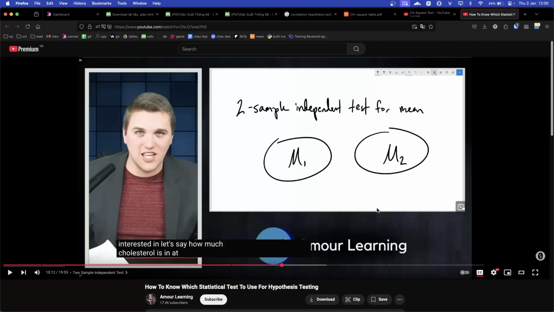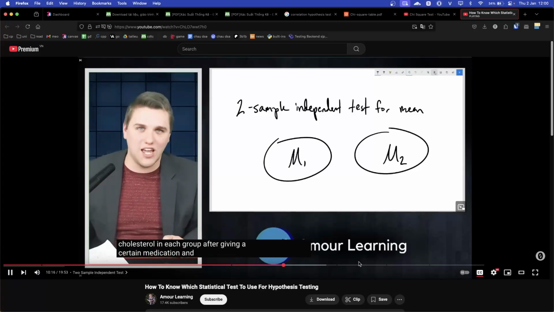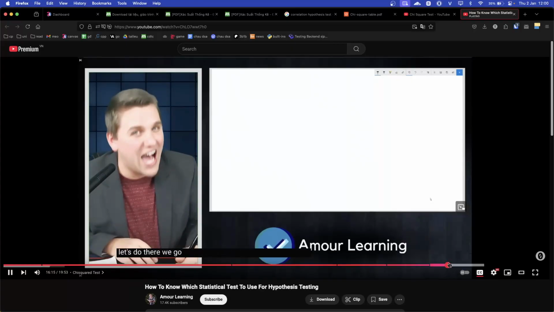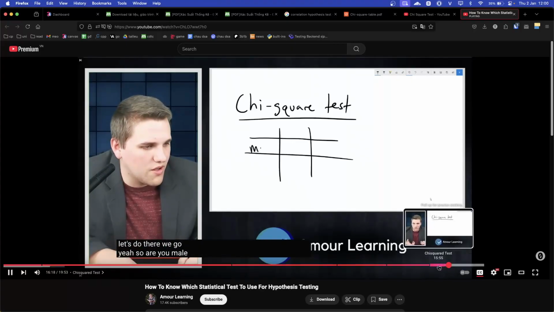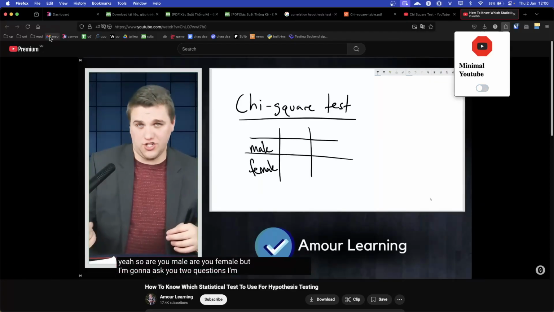And so we use this example problem. Basic hypothesis. The average cholesterol in each group after giving a certain medication. And I noticed that the average cholesterol in the treatment group was, let's talk about the, yeah, so are you male or are you female? But I'm going to ask you two questions.